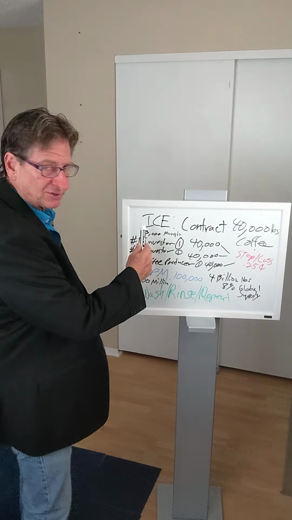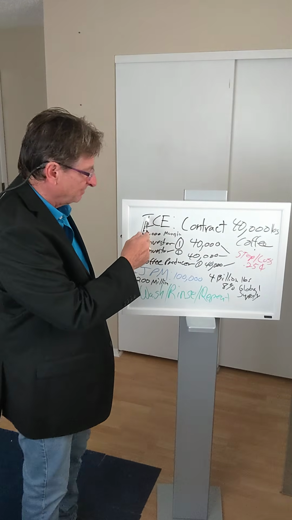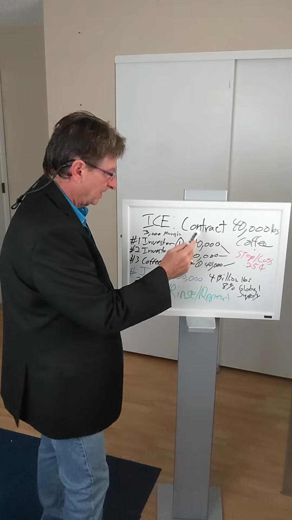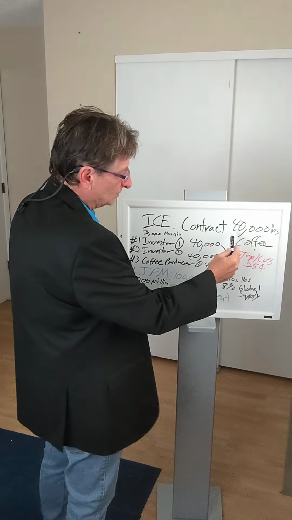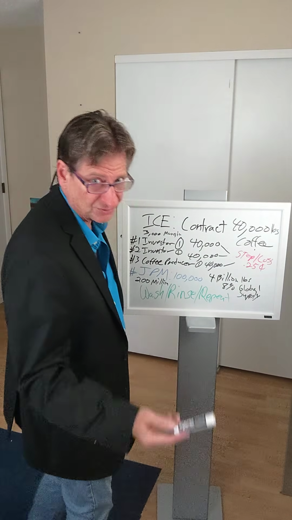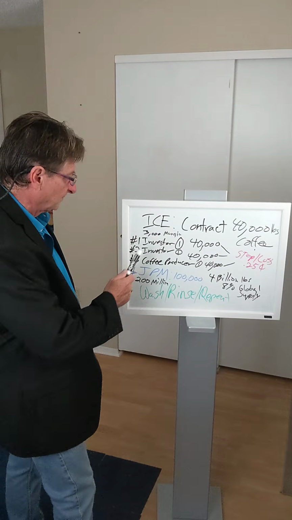So right here I got what's called an ICE contract. It's an International Commodities Exchange contract. And for $3,000, I can buy one contract which controls 40,000 pounds of coffee. We're using coffee. It's the second most traded commodity in the world.